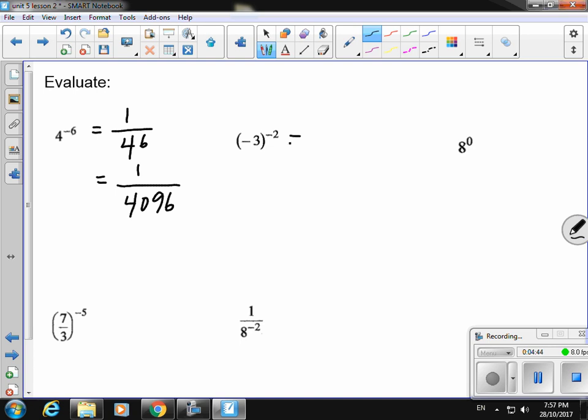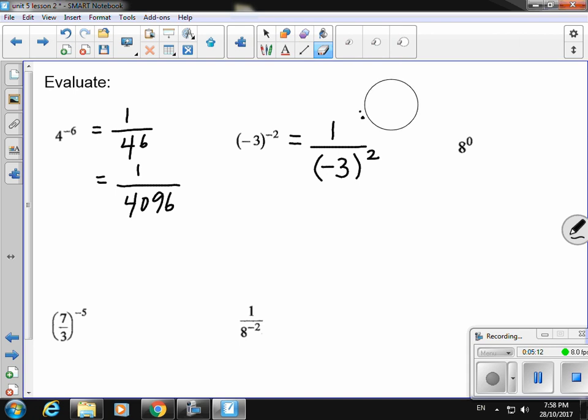Negative 3 to the negative 2. Oh no. So I've got a set of brackets. That means the negative 2 is affecting the whole bracket. So it's going to be 1 over, because I got to flip it. My base is negative 3 and my exponent is now positive. There's also a 2 with that 1 on top, but you don't have to write it because we know that 1 squared is the same as 1. So negative exponent, you could just write it as 1 over negative 3 to the positive 2.